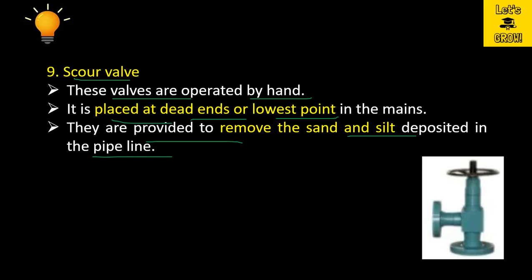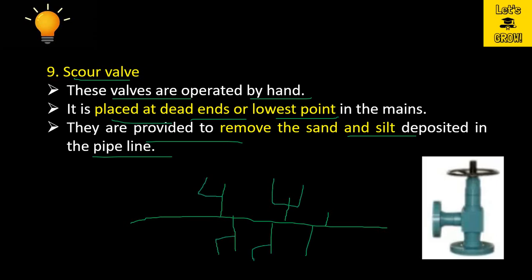So with the passage of time, these particles settle down in the pipes. So how to remove this sand and silt? These types of valves are provided at the lowest point or at the dead end. Suppose this is a pipeline through which the water is supplied to a city, and there are multiple branches through which water is supplied to the particular colonies, correct? These pipelines are extended into the particular colonies like that, and this is the dead end of the water distribution network.